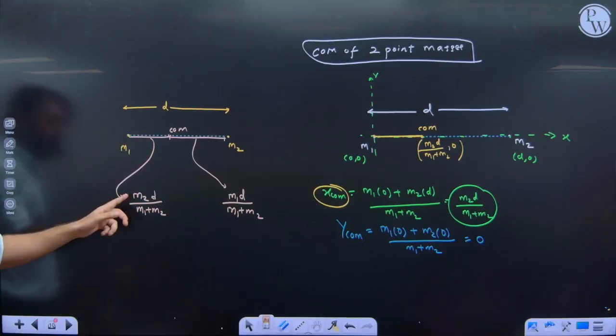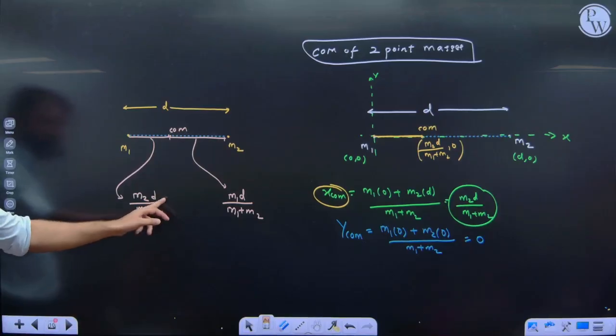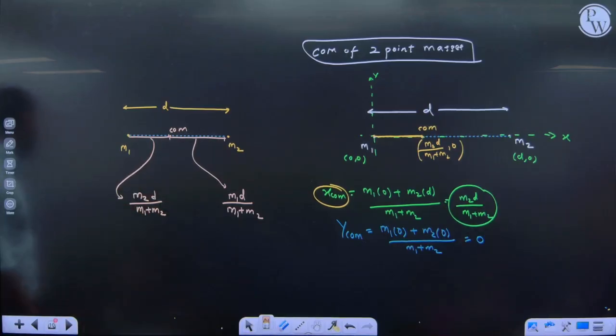If you are not believing me, add both of them. You will get d. Correct? Seriously, the d will be common. m1, m2 both will cancel out. D will come out. Correct?